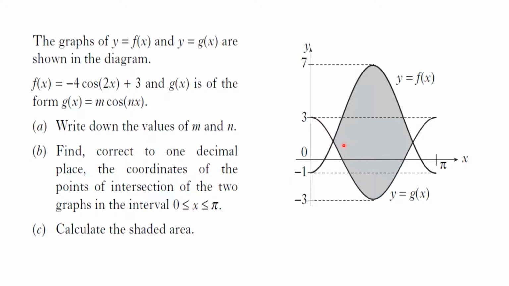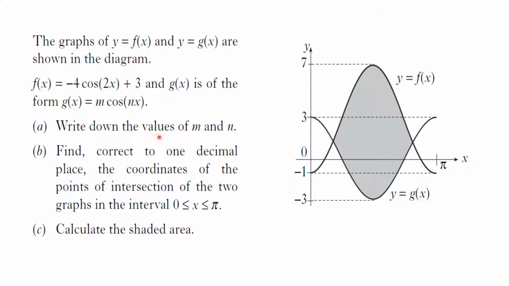This graph shows the functions f(x) and g(x). The function f(x) is given as stated, and g(x) is of the form m cos nx. We need to write down the values of m and n, and find, correct to one decimal place, the coordinates of the points of intersection of the two graphs in the interval 0 to pi, basically these two points. Then calculate the shaded area. The shaded area is the area between the two curves, between f(x) and g(x). We will see in the next slide how to solve it.